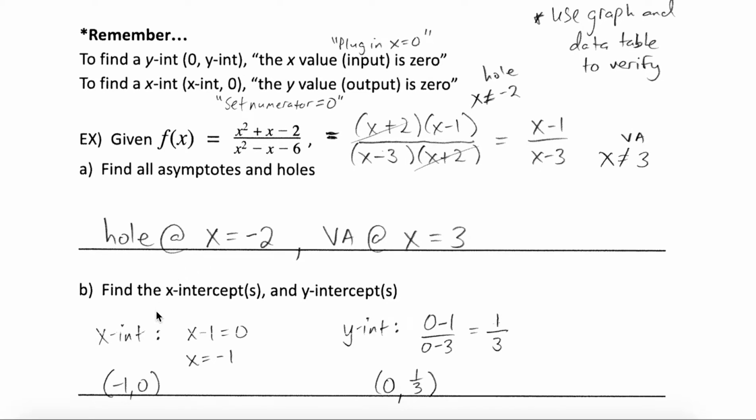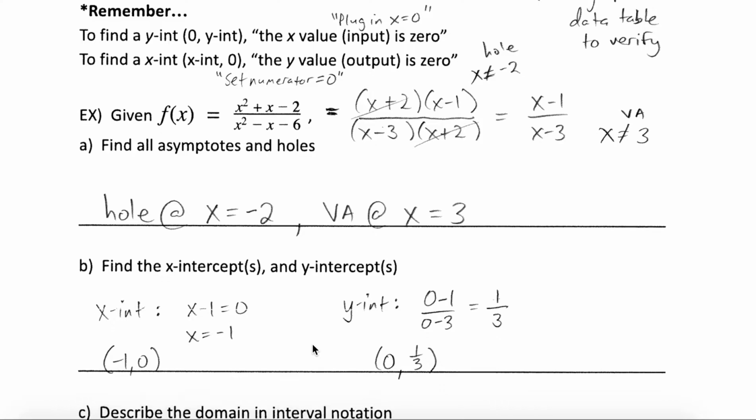To find our x-intercept, we're just going to set our numerator equal to 0. So we can use the simplified form of it. So x minus 1 equals 0. If we solve that, we get x equals negative 1. So our x-intercept occurs at negative 1 comma 0. Our y-intercept is going to be when our x value is 0. So plug a 0 into your x spots. Simplify and we get positive 1/3. So our y-intercept occurs at 0 comma 1/3.